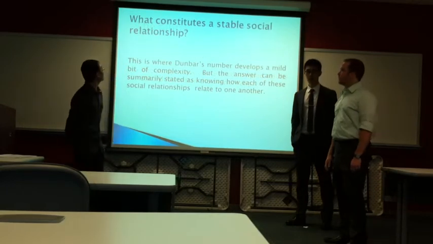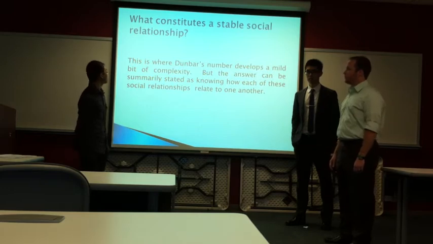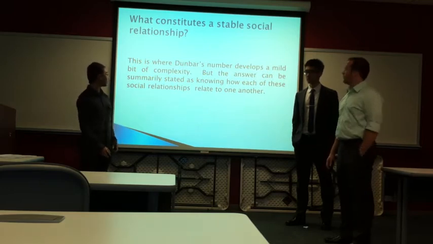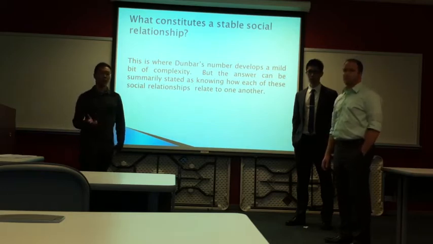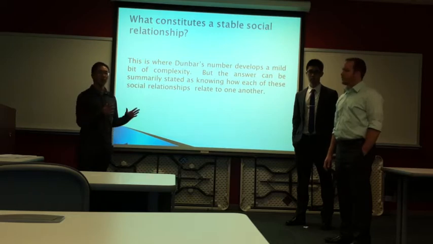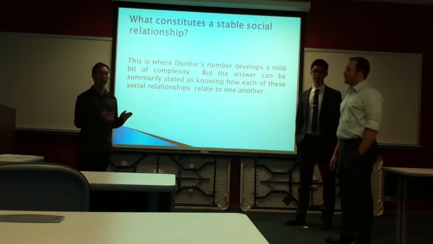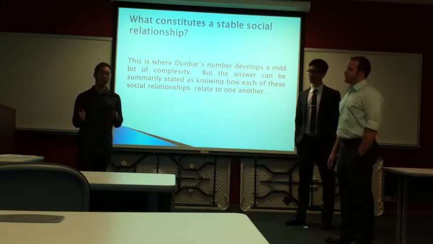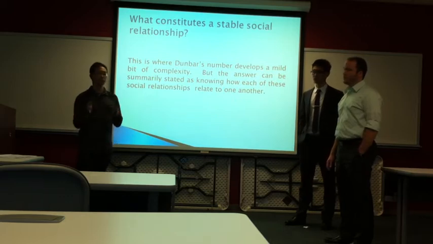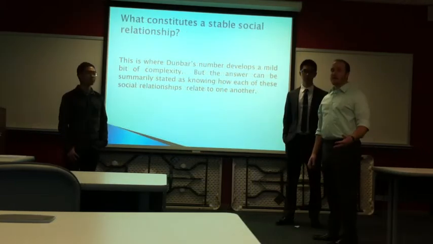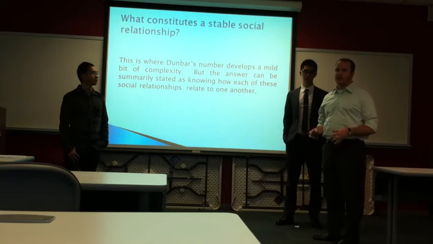So we are going to talk about stable social relationships, and a stable social relationship is defined as knowing how each of these social relationships relate to one another. So for example, we know Sarah and Susie, and we also know the relationship between Sarah and Susie. Okay, so there's got to be a better way to define what a stable social relationship is than just saying that you know how two things relate to one another.